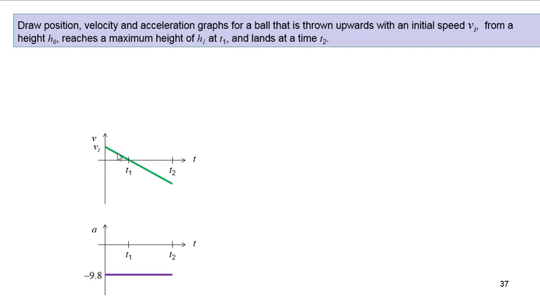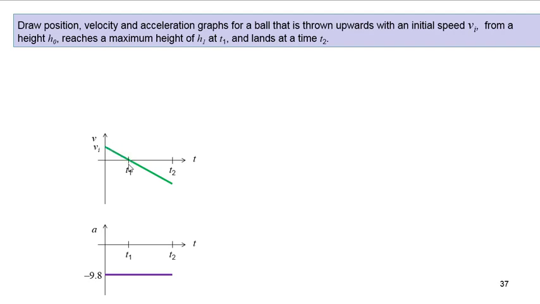Why is it slowing down? Well, think about when you throw a ball upwards, it slows down. In terms of physics, why is it slowing down? I have a positive velocity and I have a negative acceleration. What happens when your velocity and your acceleration are in opposite directions? You slow down. That's right. So the object is slowing down, slowing down.